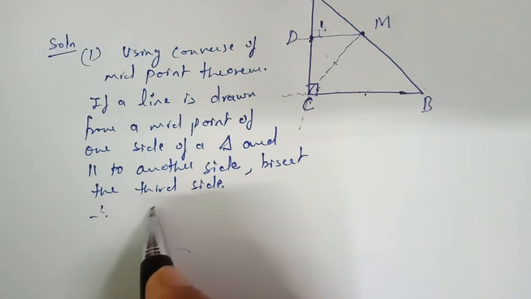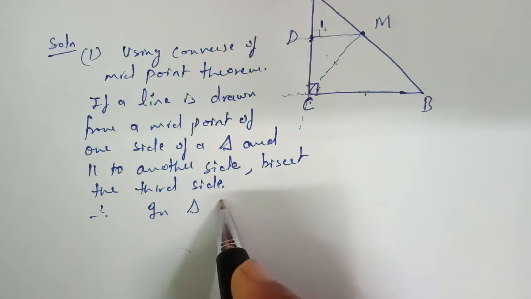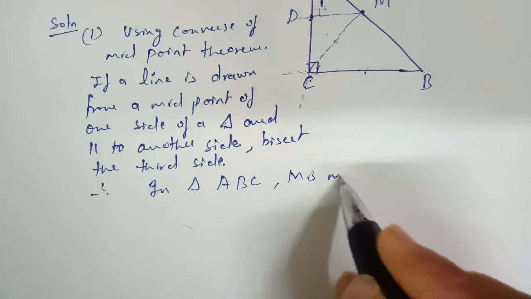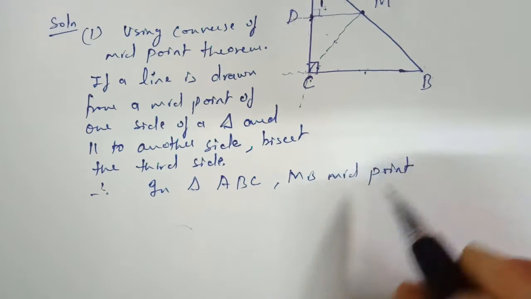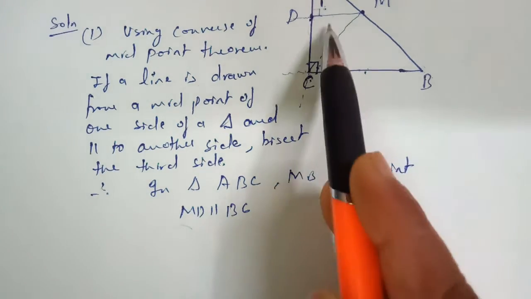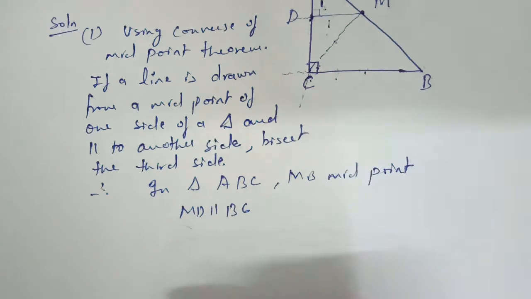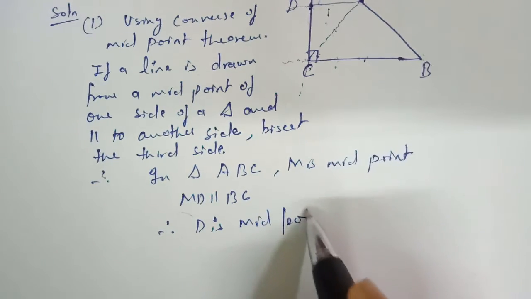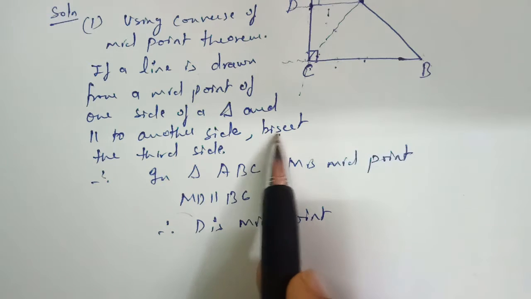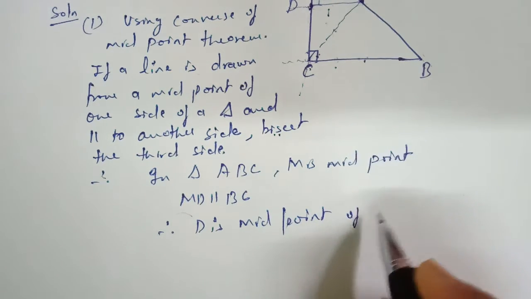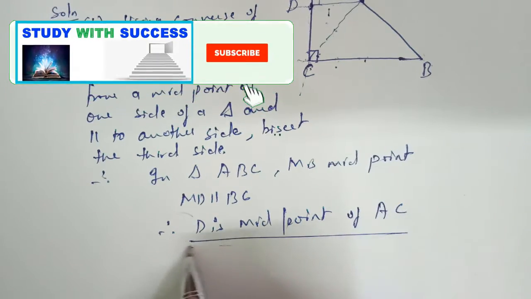So therefore in triangle ABC, M is the midpoint. We are going to highlight what is midpoint. MD is parallel to BC. We are going to highlight which two lines are parallel. Therefore D is the midpoint. Since there is the word bisect, it means divide into equal parts. So if it divides into equal parts, then we will say D is the midpoint. D is the midpoint of AC. So this is the first part.